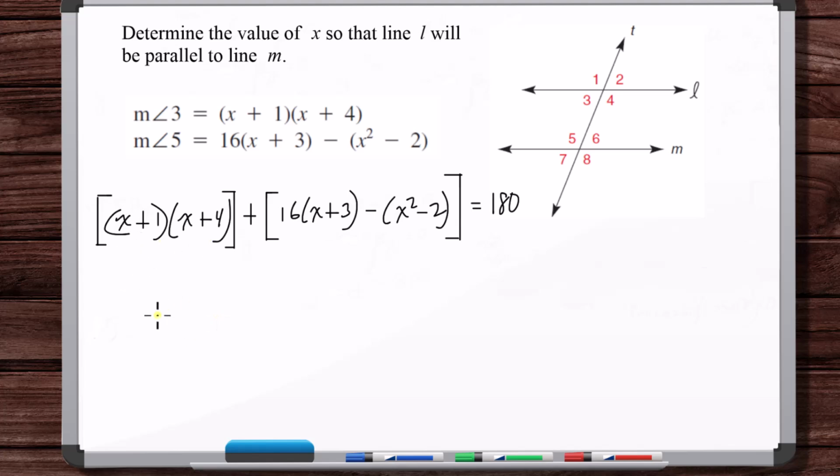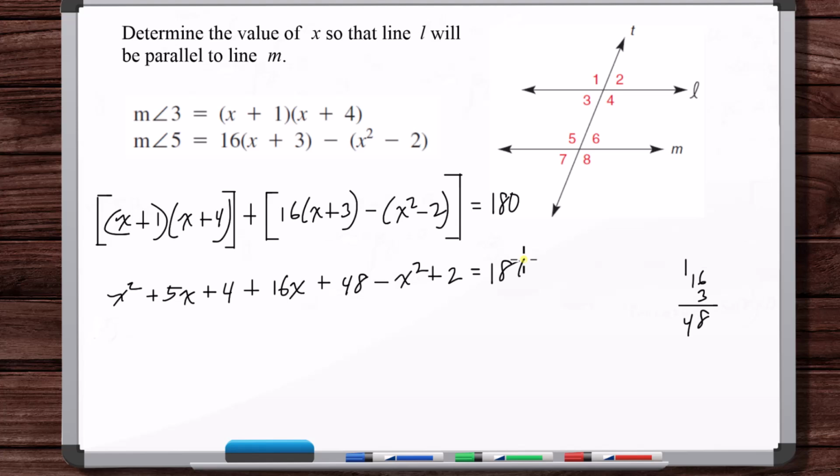So, okay, let's distribute this here. We've got x squared plus 4x plus x is 5x plus 1 times 4 is 4. Okay. Now plus 16x plus 16 times 3 is 48. Then minus x squared, then plus 2 is equal to 180. Okay? X squared minus x squared subtracts out. 16x plus 5x is 21x. 48 plus 4 is 52. 52 plus 2 is 54.